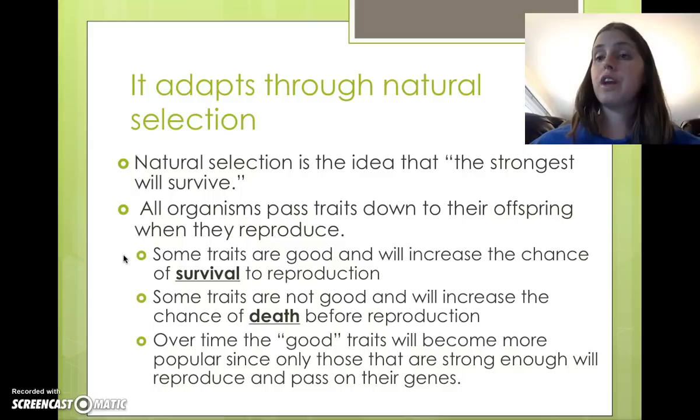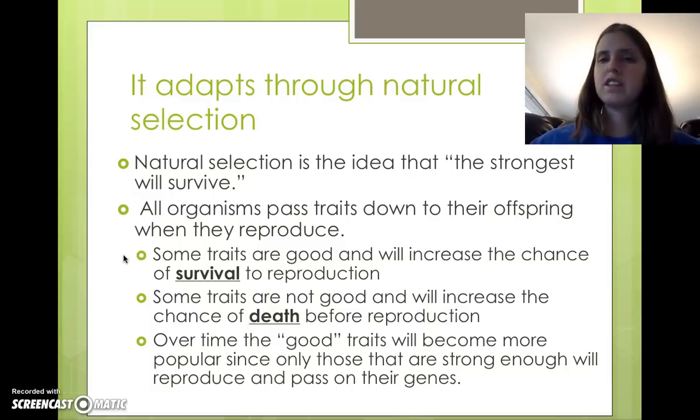So some traits are good and will increase the chance of survival. Essentially, if a lion cub is really, really fast and can get to the food before his brothers and sisters, he's more likely to eat more of it and therefore be more healthy, and he'll grow faster and be healthier, and so therefore more likely to survive to when he's old enough to have cubs.